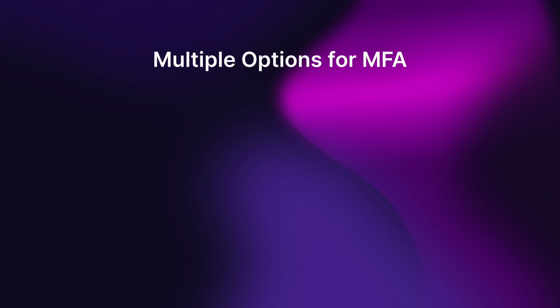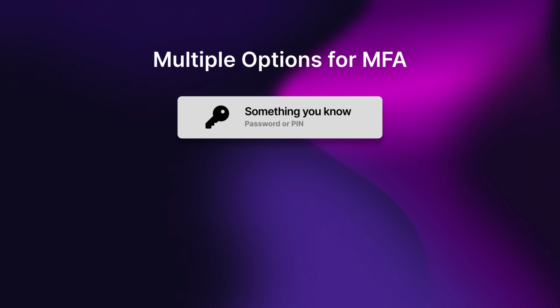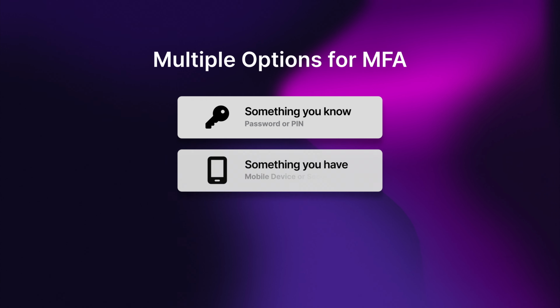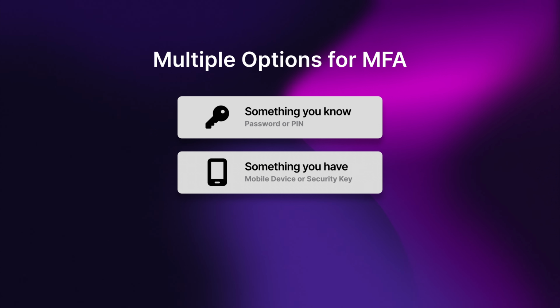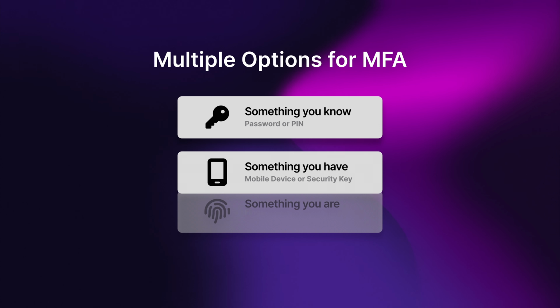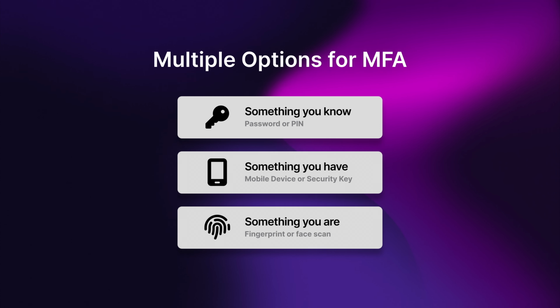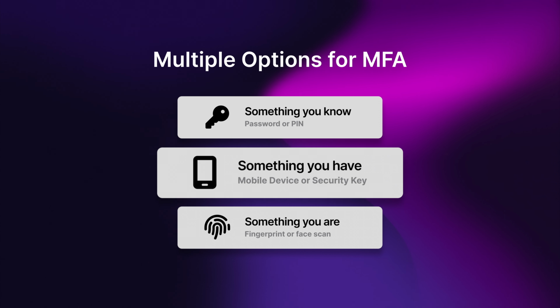Generally, there are a few different types of MFA. Something you know, like a password or PIN. Something you have, like a mobile device or a security key. Something you are, like a fingerprint or a face scan. We're going to use the second type, something you have, as our second factor. And that something will be your mobile device.